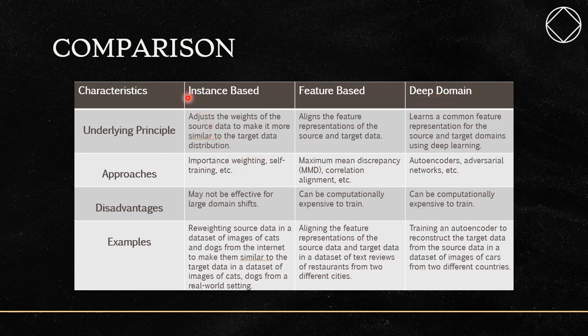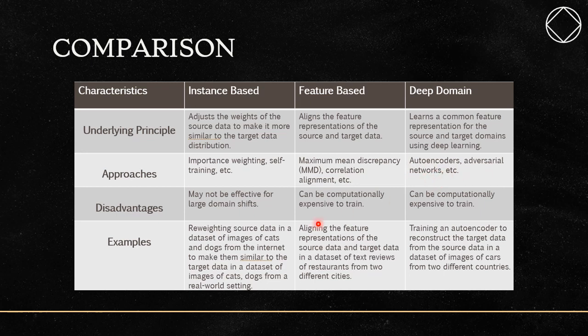In the instance based approach, like in weighting or self-training, we scale features by multiplying with the re-weighting vector. In the feature based approach we use correlation alignment or KL divergence parameters to minimize the discrepancy, and in the deep domain approach we use autoencoders or adversarial networks.